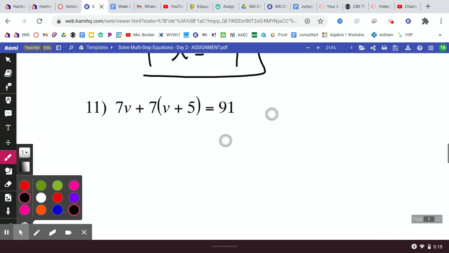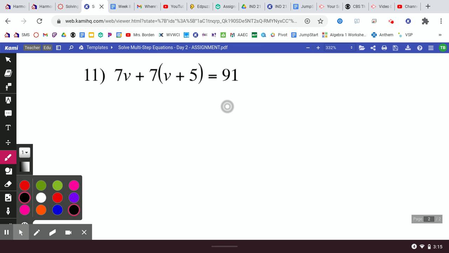All right, number 11 is the first time that we see a parenthesis, which means we're going to utilize step 1, which is distribute. When you see a number right next to a parenthesis like this, it means times, but it means distributing that 7 times the v and the 7 times the 5. So when I do that, this first 7v just drops down. I don't do anything with that yet. Now I'm going to multiply the 7 here times this v. So 7 times v is just positive 7v. And then 7 times 5 is positive 35 equals 91.